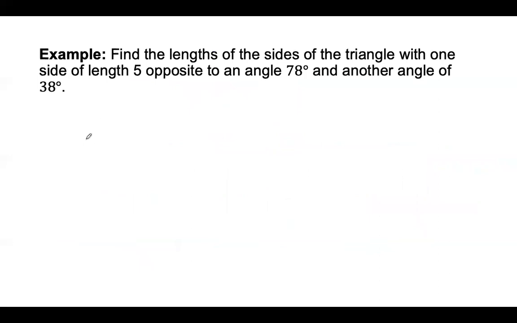So find the lengths of the sides of the triangle. I'll just repeat what the law of sines is up here, just so we remember. It's the sine of A over side a, sine of B over side b, and sine of C over side c. Okay, so find the lengths of the sides of the triangle with one side of length 5 opposite to an angle of 78 degrees and another angle of 38 degrees. So we begin, of course, by drawing our triangle. So we draw a sketch.